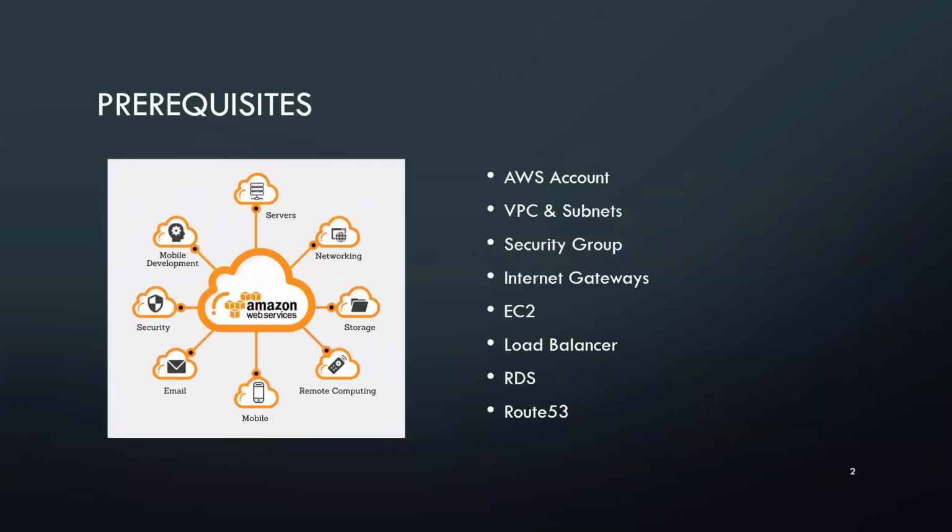So what are the prerequisites? You need an AWS account, VPC, subnet, security group, internet gateway, EC2, load balancer, RDS, and Route 53. These are what we need to set up a highly available network or infrastructure.